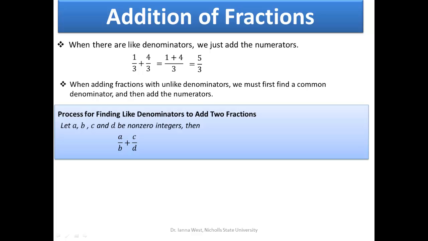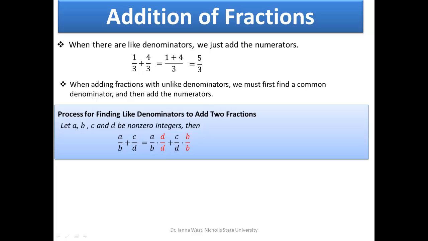In order to start this process, we will multiply the first fraction by D over D. Notice that we are multiplying by the denominator of the second fraction over itself, but any number over itself equals 1. So it's like multiplying A over B times 1. We will do the same for the second fraction, but this time we will multiply it times B over B.